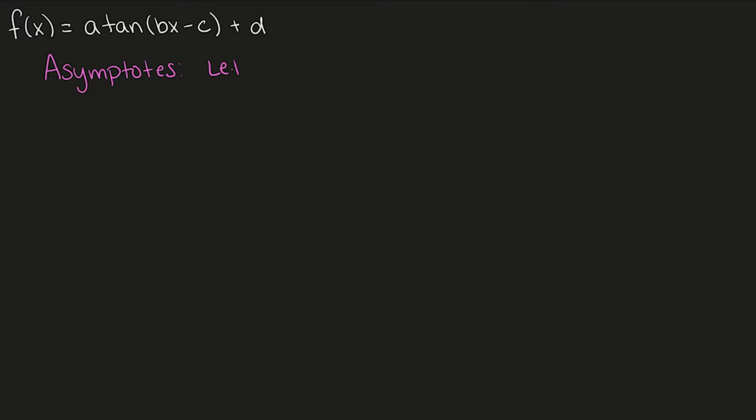Now let's look at what some transformations may look like in that standard form of our tangent function. So we have f of x equals a tan of bx minus c, plus d. To find the asymptotes of our tangent function, we let bx minus c equal pi over 2 and negative pi over 2, and then we solve for x. We use pi over 2 and negative pi over 2 because these are the asymptotes of our parent function, f of x equals tangent x. So this tells us where our transformed asymptotes will be on our tangent graph.